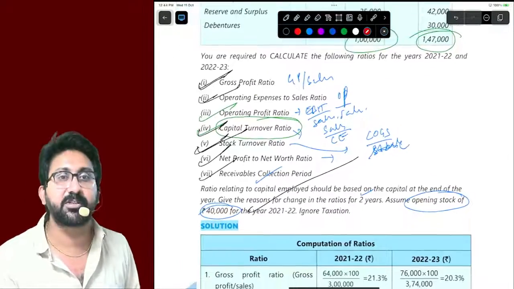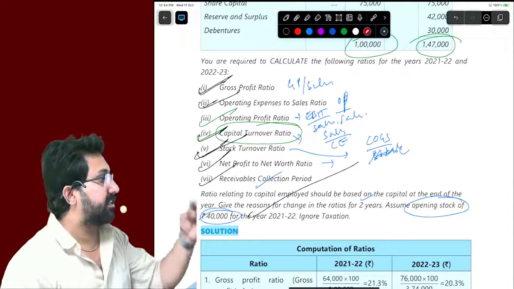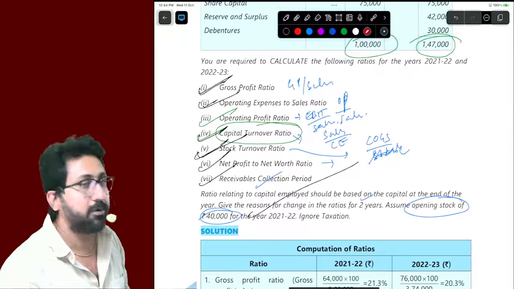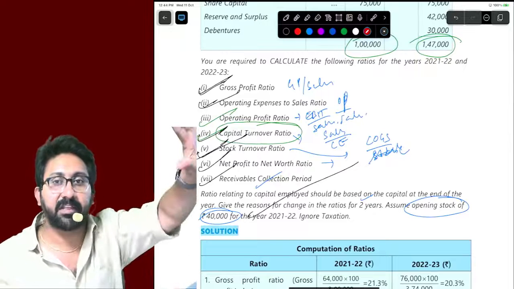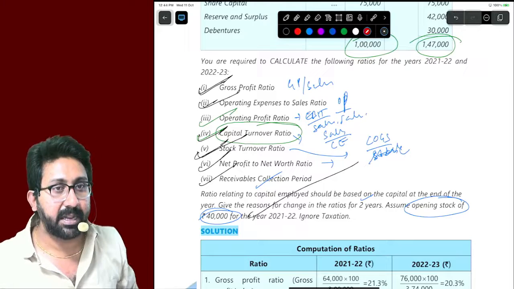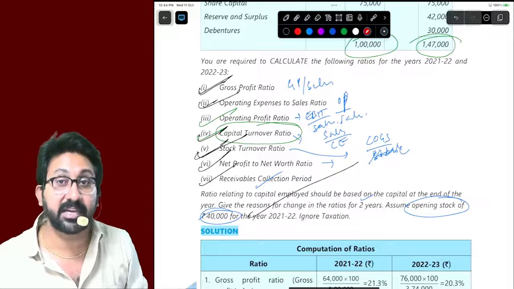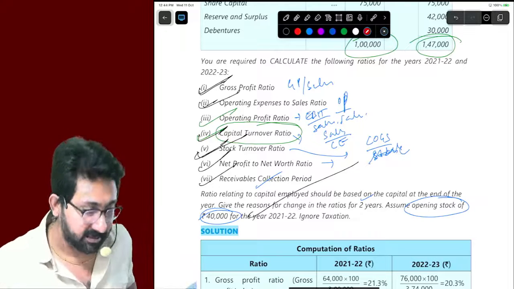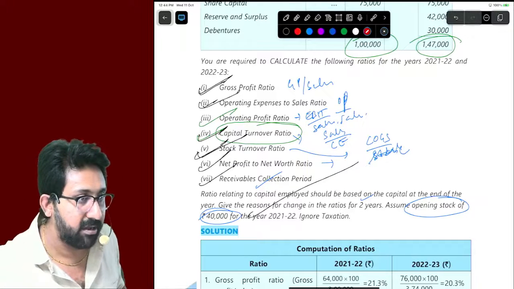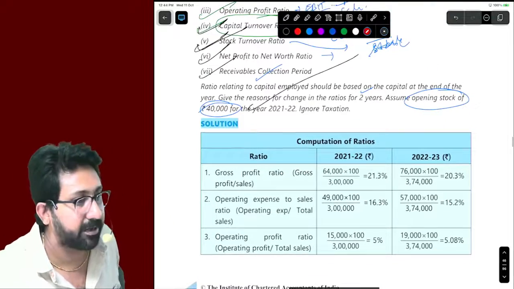Everyone understood the first question clearly? This is how we have to do ratio analysis, step by step, each and every ratio. If you do, clarity will come. By the way, everyone in the class, I will read out the answers, check whether the answers tally with the material or not. Open the answers. One by one I will tell the answers. Please check. 21.3, 20.3.